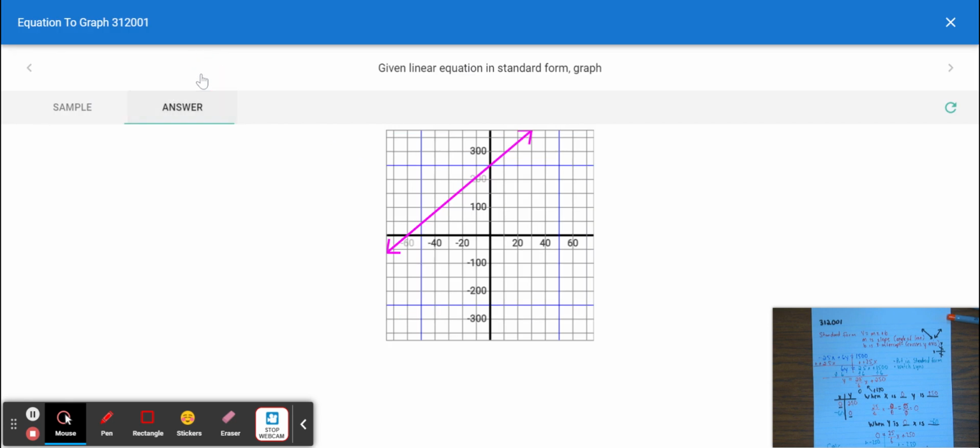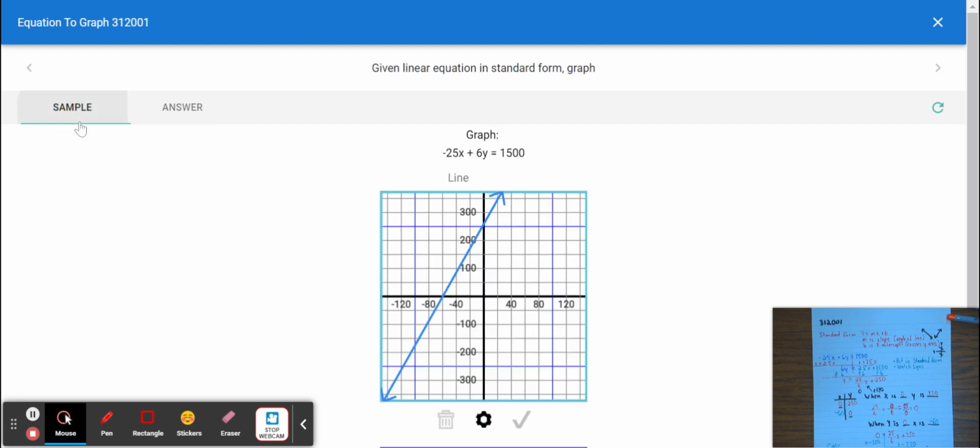So I just want to look at their answer key. They had their slope, they had their scales by 10s here, by 50s there. So as long as you can get these points on, you're okay.